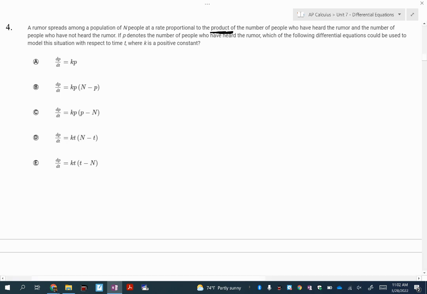All right, so the product of the number of people who have heard the rumor, which they're saying P denotes, the letter for the number of people that have heard it, times, if all my population is N, so N minus P will be the people who haven't heard it, and that's going to be equal to a rate. The rate tells me the situation with respect to time. For the letter I'm using above, dP/dt, with respect to time, that's going to be the rate of the number of people who have heard it, which is letter P.